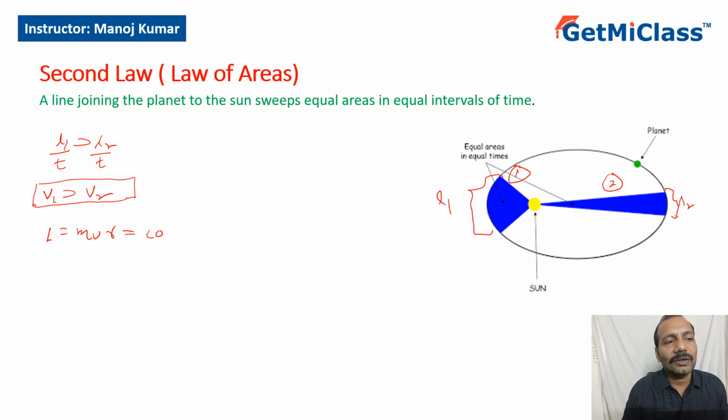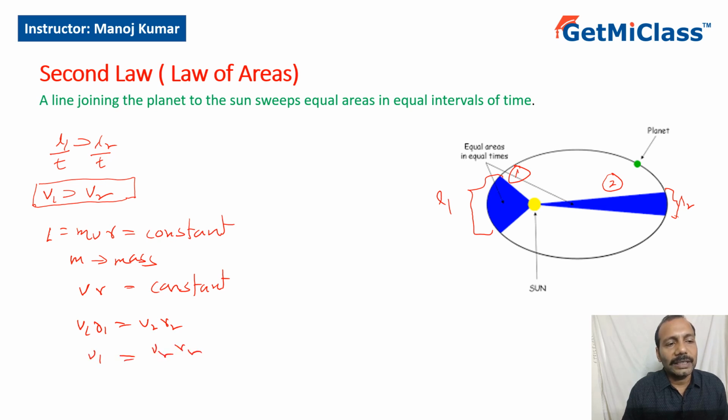So mvr is constant. If mvr is constant, we know m, the mass of the planet, does not change. So v into r is constant. That is, the product of velocity and the distance from the Sun is constant. So I can write v1 r1 equal to v2 r2. From this, what do I get? I get v1 equal to v2 r2 by r1. So if r2 by r1 is greater than 1, that is r2 is greater than r1, then v1 is greater than v2. That means if r1 is less, v1 is greater. Or if r2 is less, v2 is greater. Or a planet closer to the Sun moves with a greater speed.